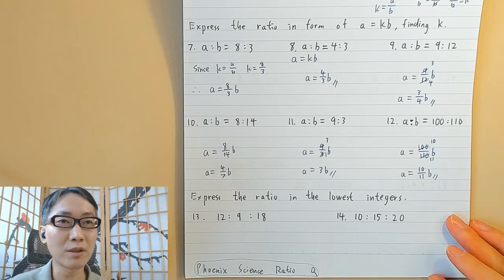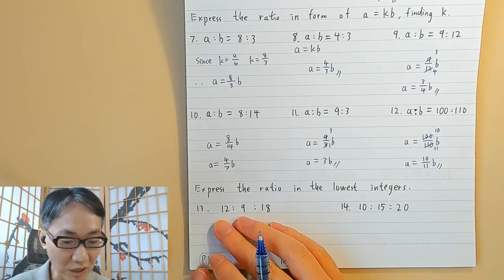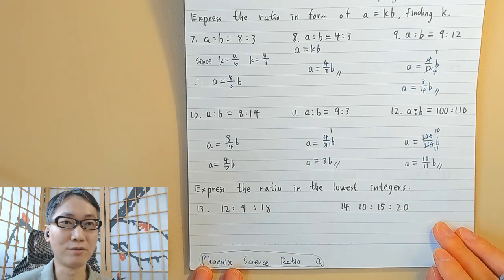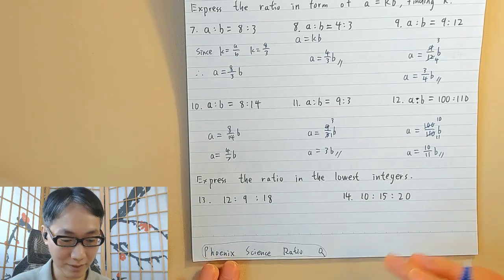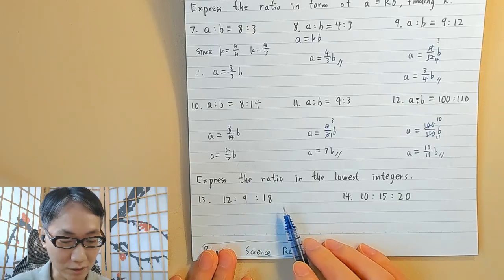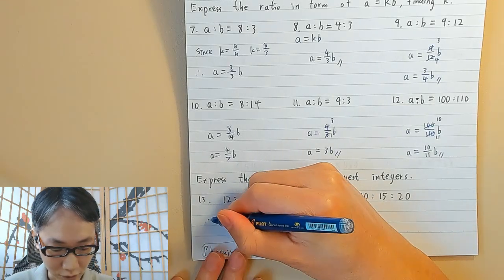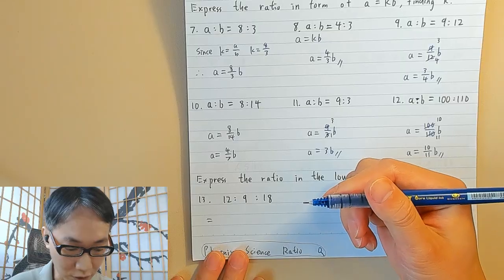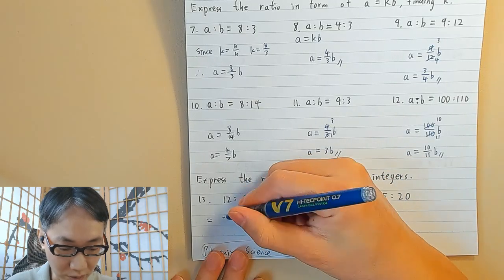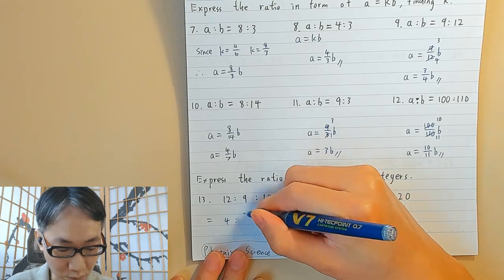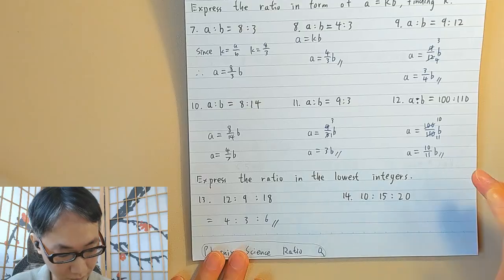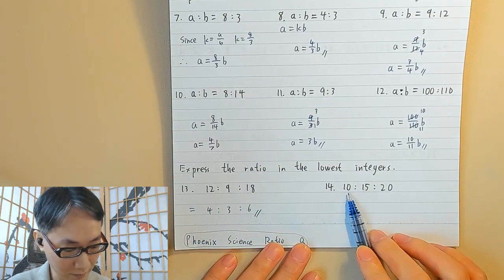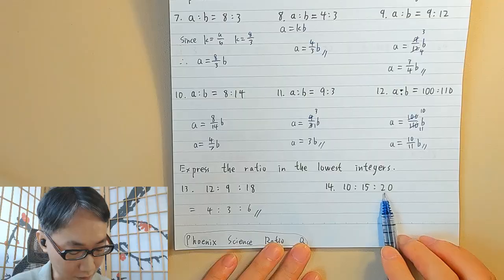Express the ratio in the lowest integers. Well, this time we have 3 variables. We can use fraction. However, we can still use HCF. So the HCF between these 3 numbers will be 3. So divide all of them by 3 individually. So 12 divided by 3 is 4. 9 divided by 3 will be 3. 18 divided by 3 will be 6. So 10 to 15 to 20.